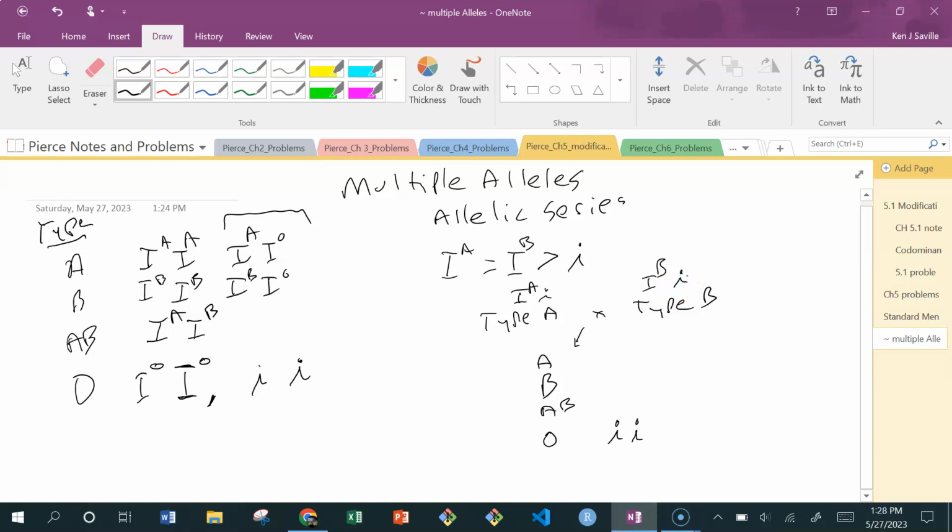So now it's possible to get, so this type A here would have to be this. Type B would have to be this. Type AB would have to be this. And type O would have to be this. And so by knowing this allelic relationship, you can predict the different types of outcomes from this kind of cross.